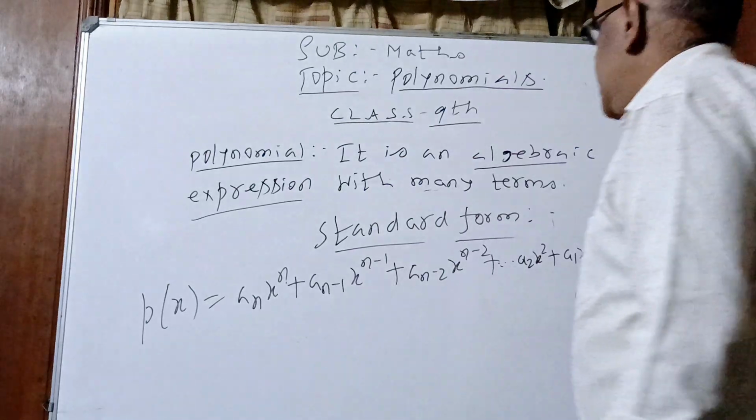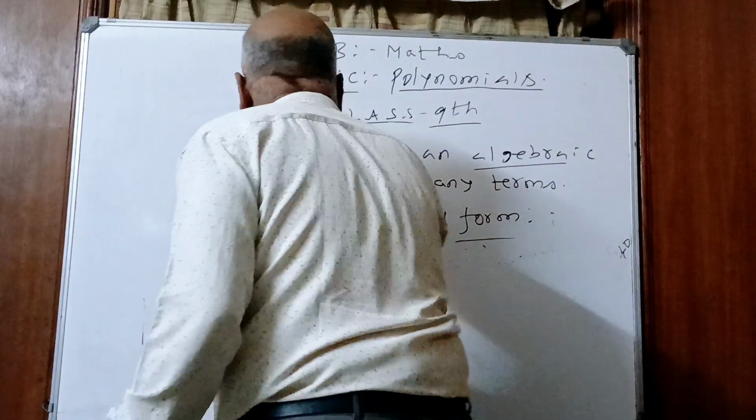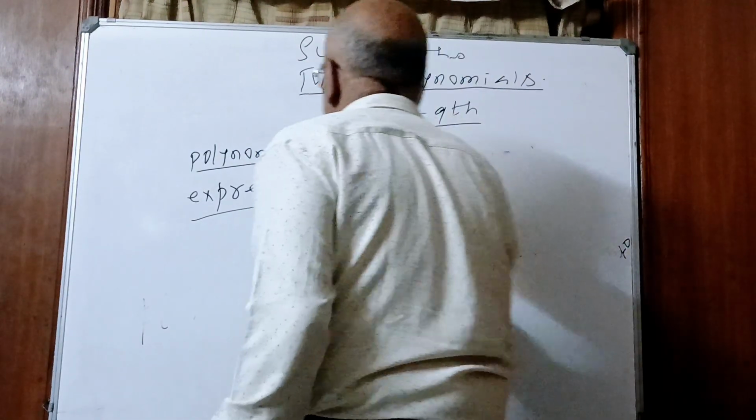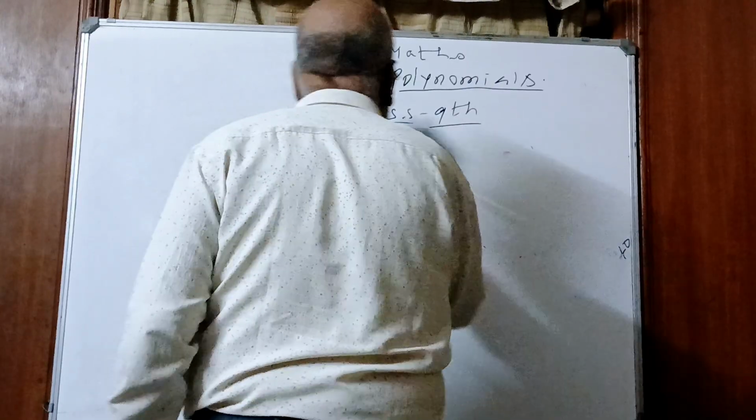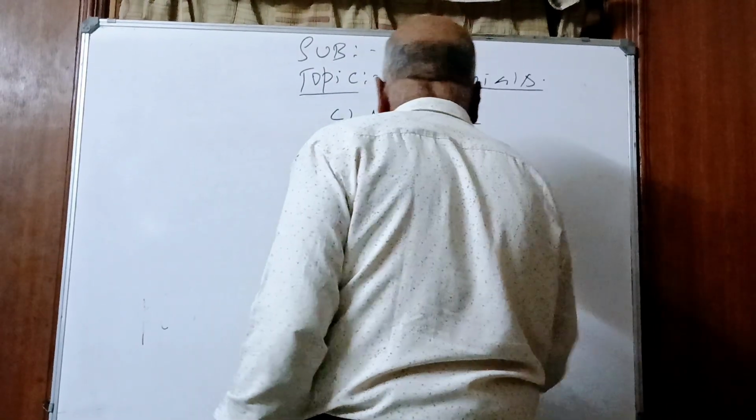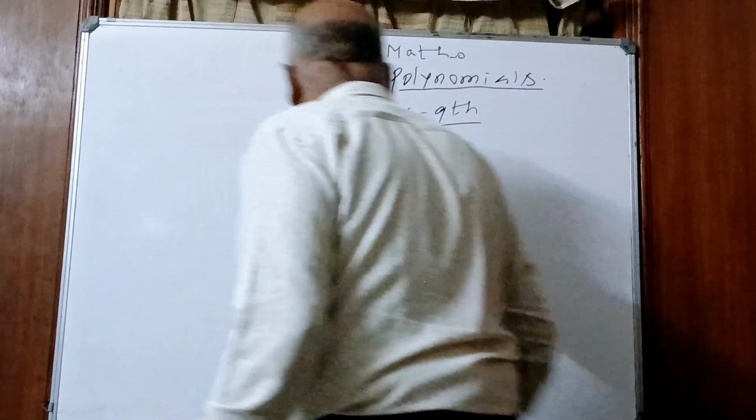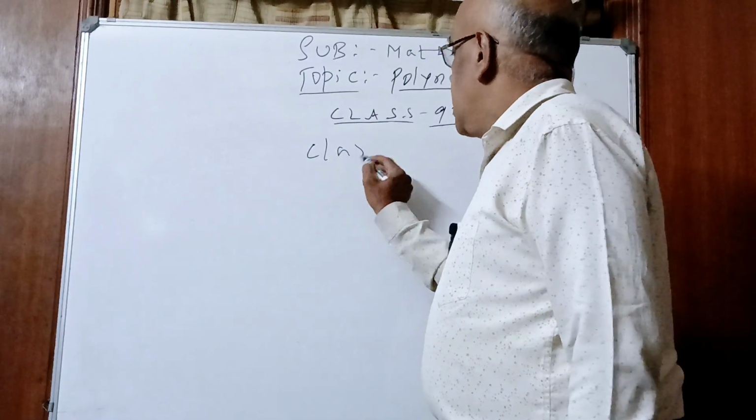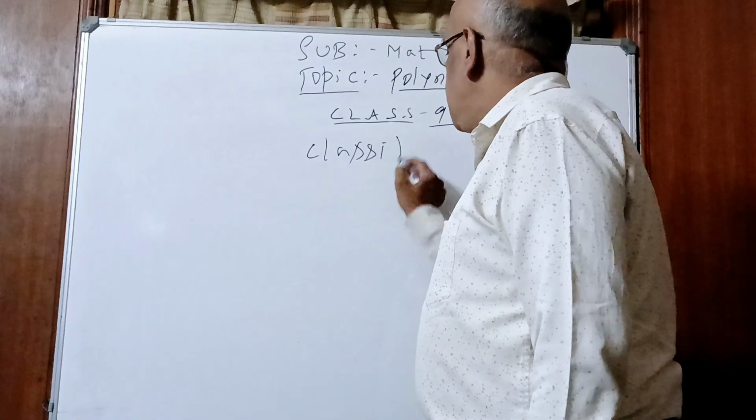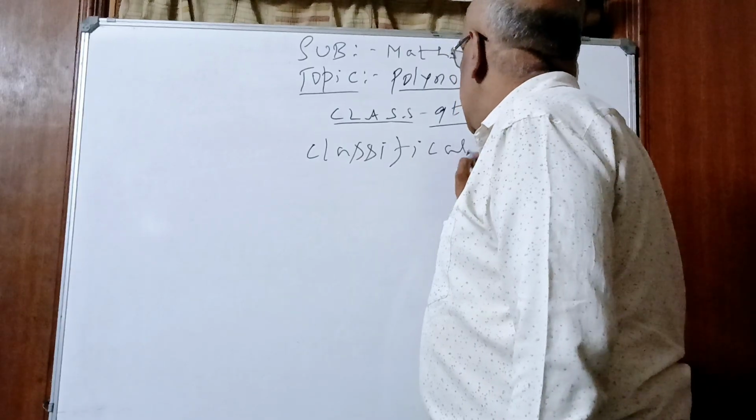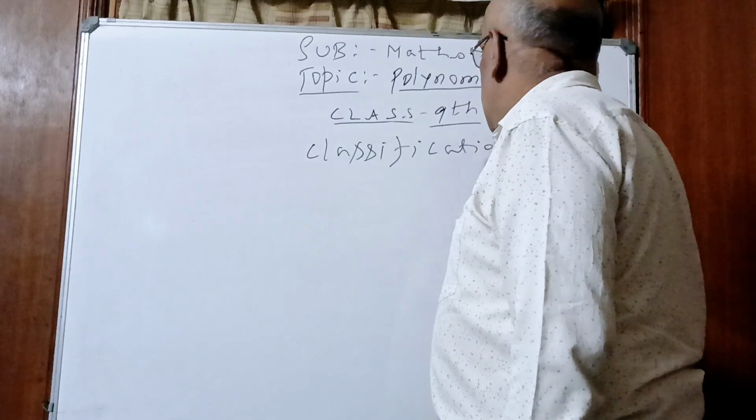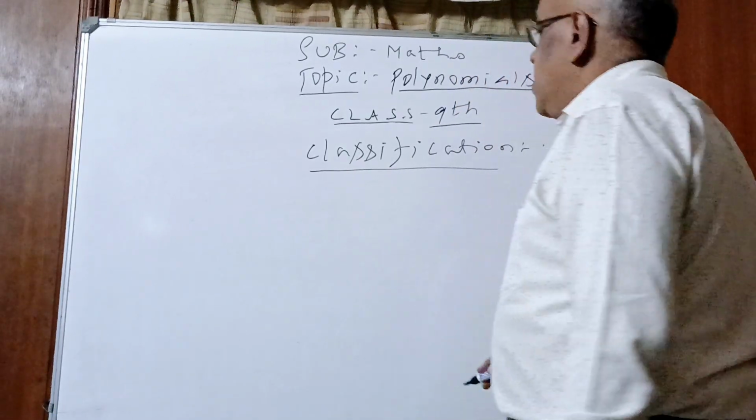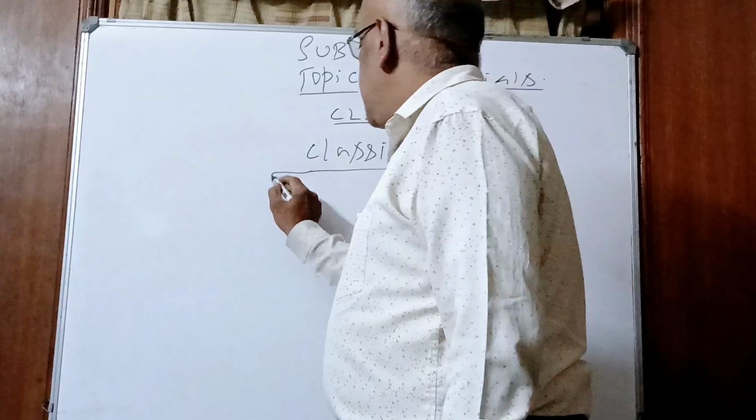Understood, children? Yes. Now, next question. These are all basics, children. If you understand these basics, the rest of the things become easy. So, classification. Classification of what, children? Polynomial. So we are discussing under a topic called polynomial. Polynomials are classified on what basis, children?